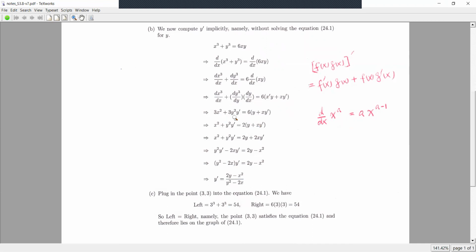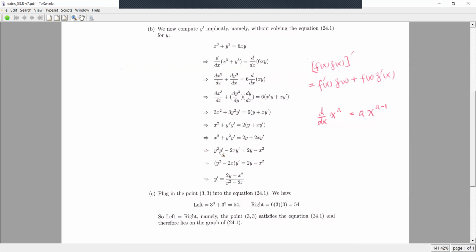I first simplify the equation by dividing both sides by the number 3. Then I have this equation. Distribute the number 2 to the two terms. Then I have this equation. Now, move x squared to the right side and the term 2xy prime to the left side. Then I have this equation.